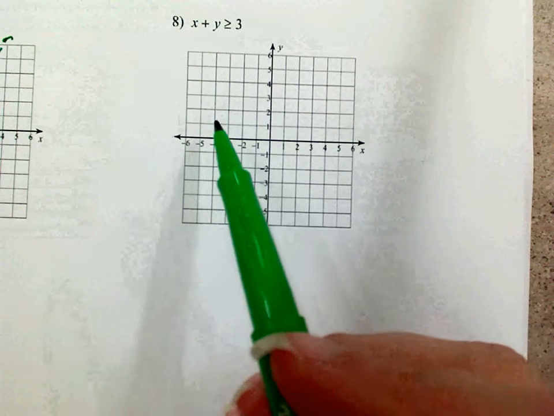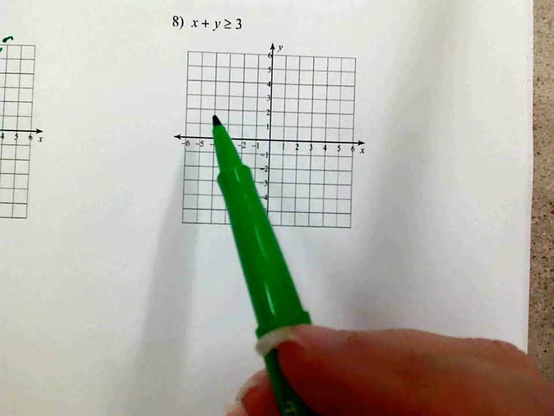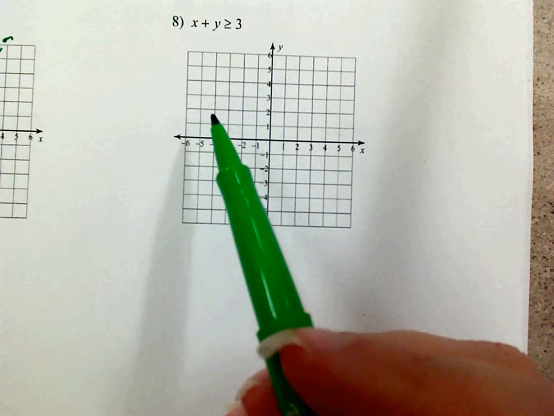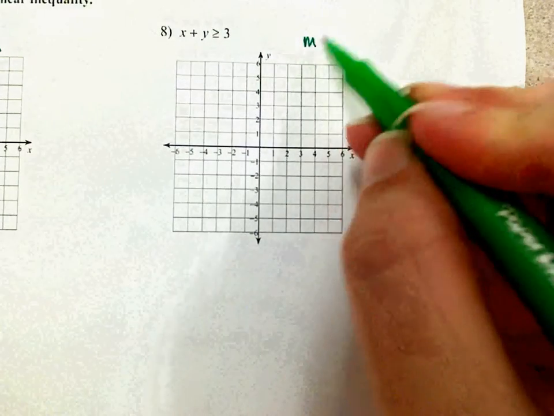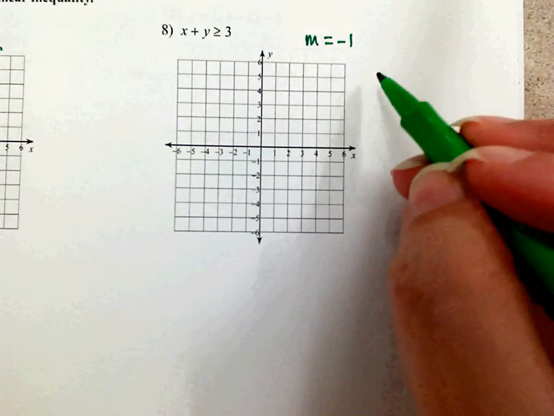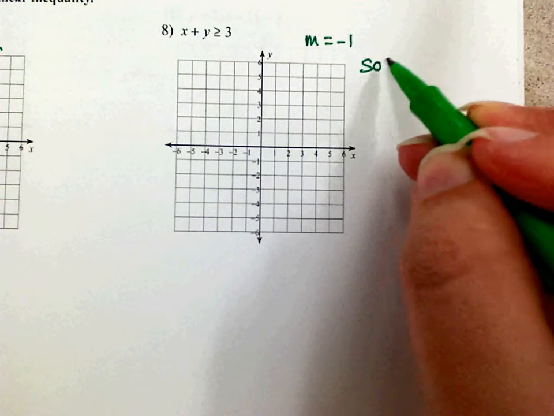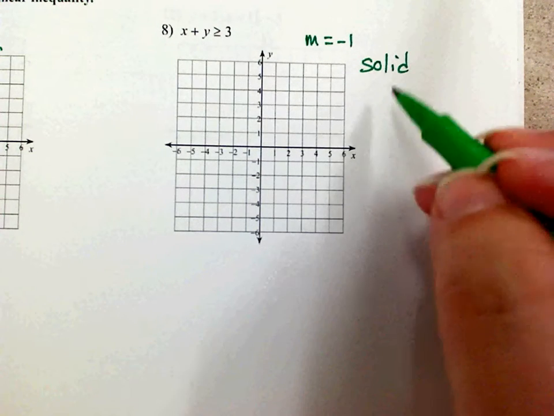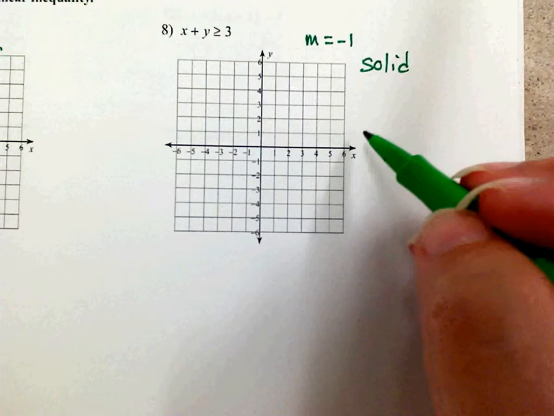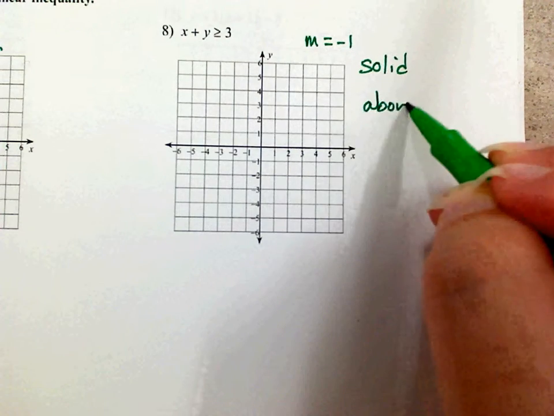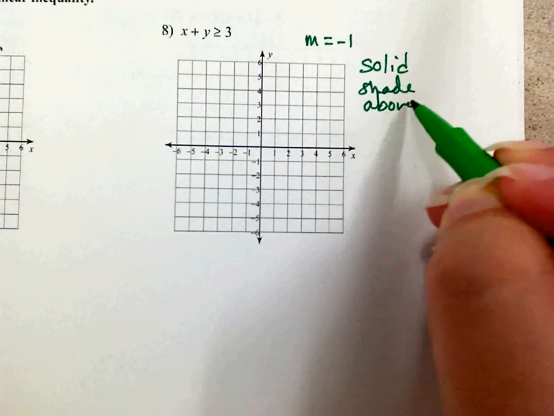What do you do? Move the x over, so what's your slope? Okay, your slope is a negative 1. Solid or dashed? Solid. Are you going to shade above or below? Okay. All right, so what about this one?